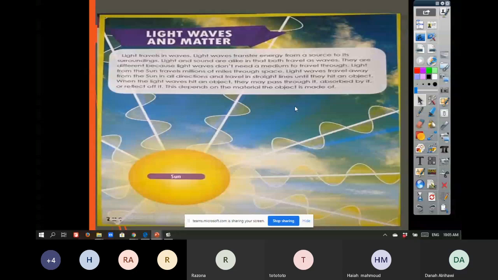That's why it travels through space. From the sun it travels millions of miles through space. So what is the correct answer: can light or sound transfer through space?